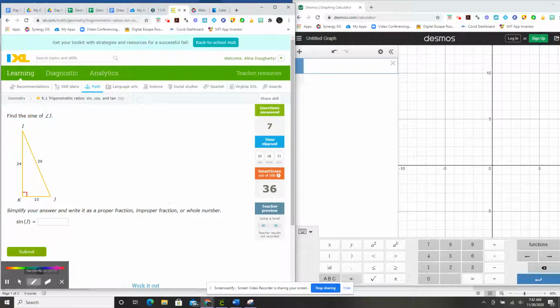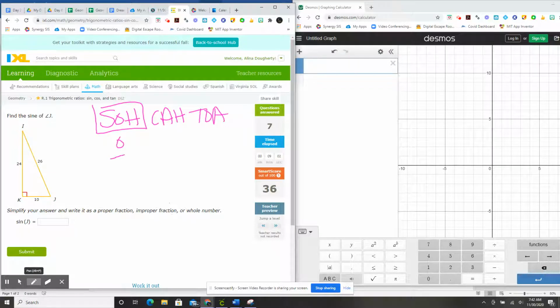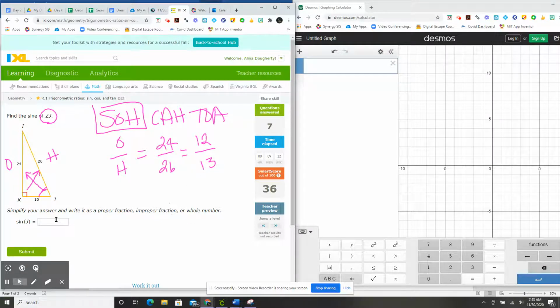Now we've got sine. So CAH TOA. Sine is going to be O over H, and we're going to look from J. So if I'm looking from J, the opposite is the 24. The hypotenuse is the 26. So we're going to do 24 over 26. Both of those are even, so I can divide them by 2, 12 over 13. And I think that is going to be my answer, 12 over 13.